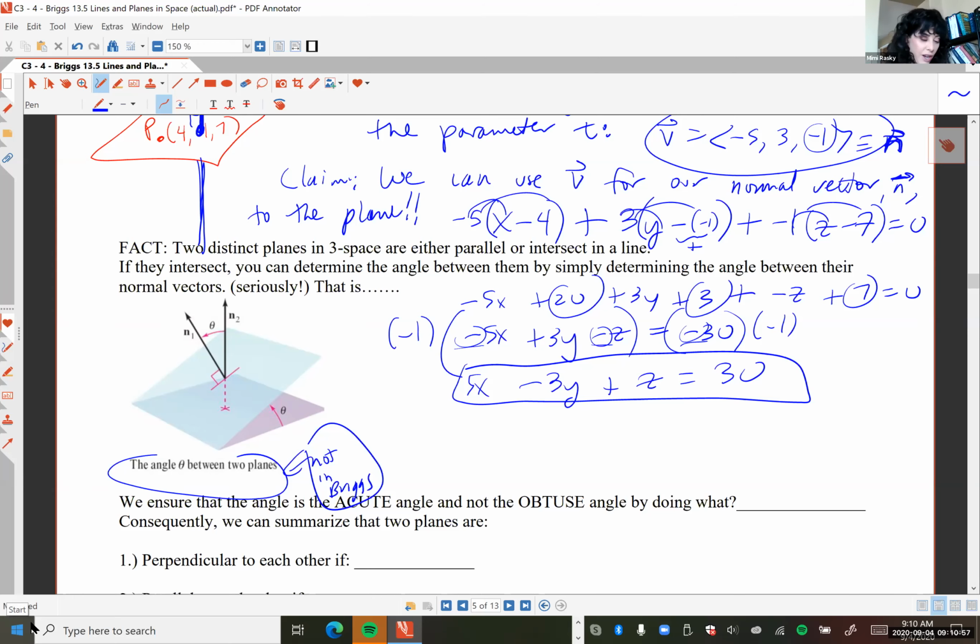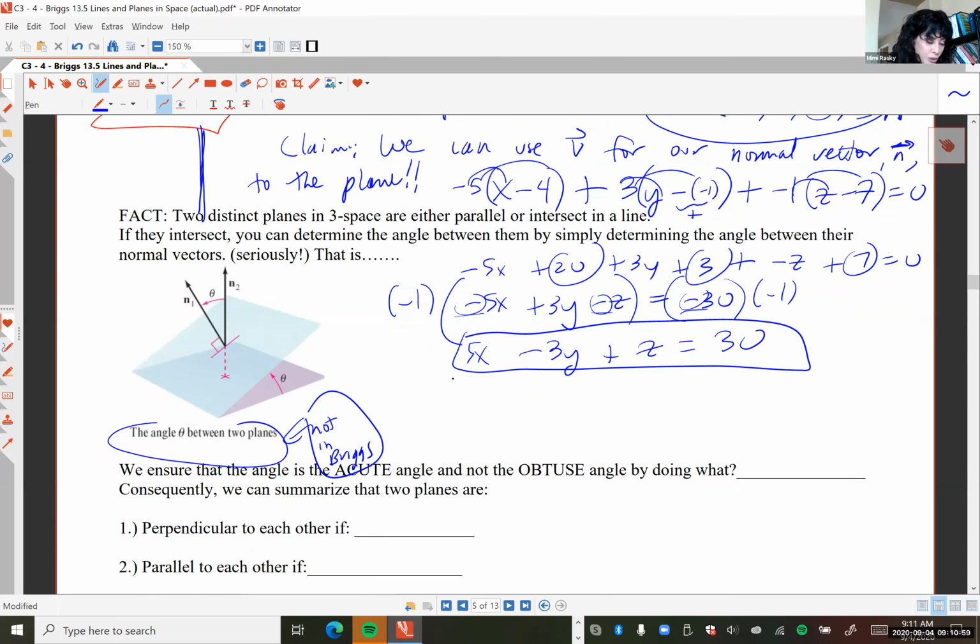Okay, before I do this, let's do a quick review. Do you guys remember how to find the angle between two vectors in either 2D or 3D? How do you get that angle?